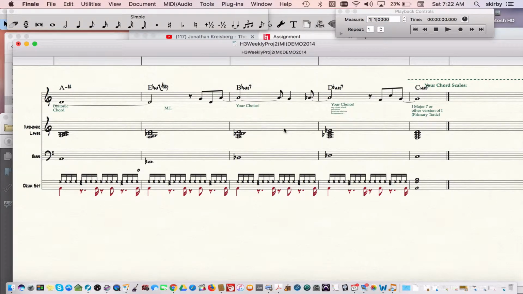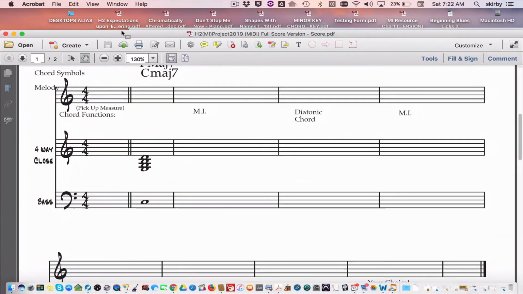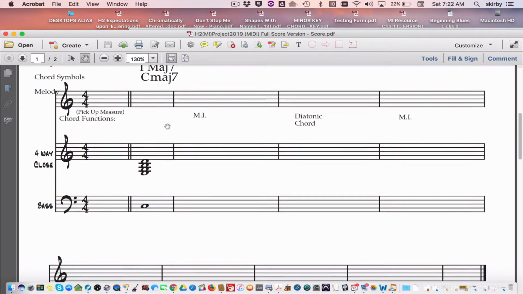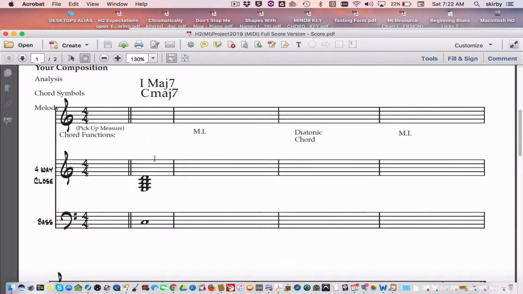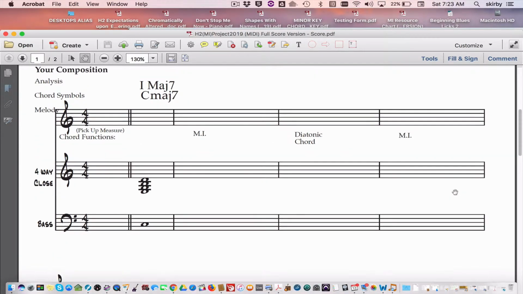Hi class, what I'm asking you to do is write a chord composition where you use a lot of modal interchange. You're going to follow a chart, as this piece did. You're going to start on the 1 major 7 chord, then go to a modal interchange chord of your choice, then a diatonic chord, modal interchange chord, diatonic, modal interchange, your choice, and end on the 1 chord. It turns out that we can do this without modulating because we keep going back into the key.